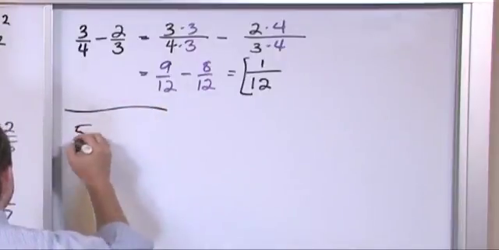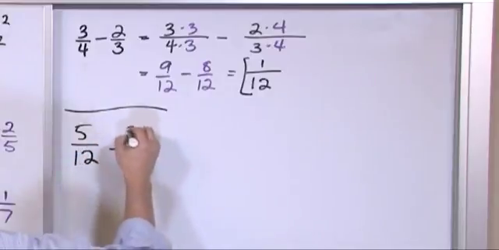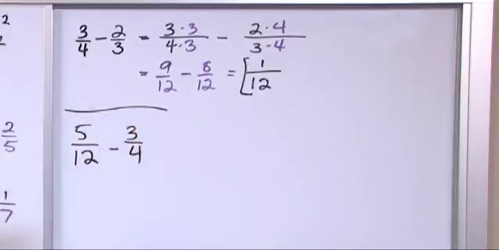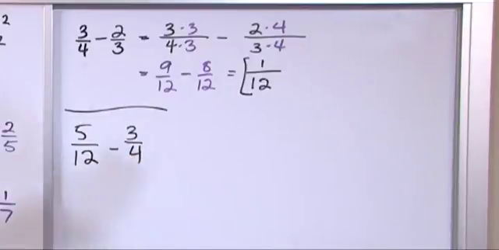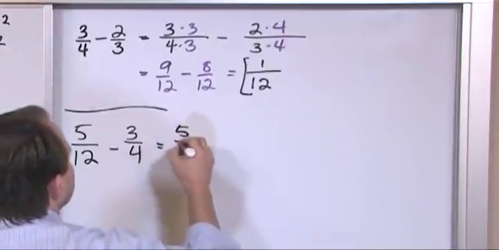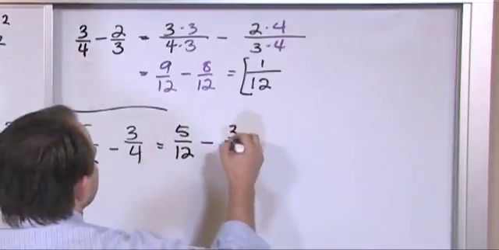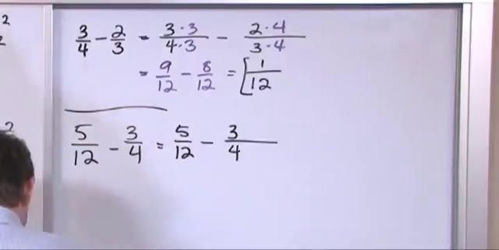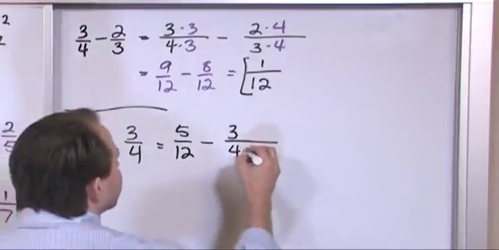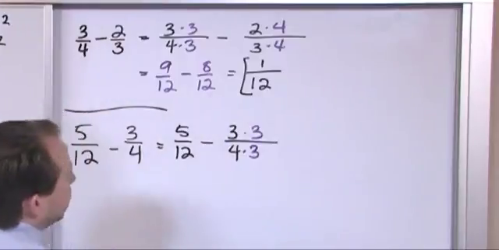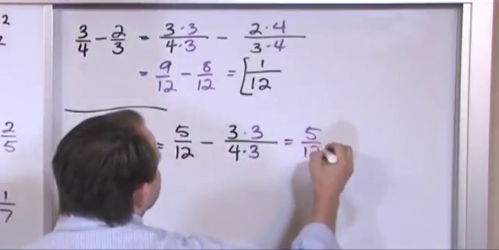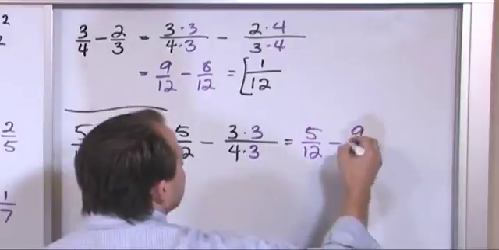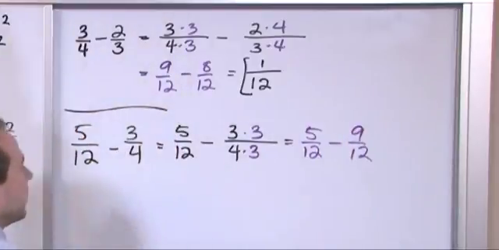What if I have 5/12 minus 3/4? So I don't have a common denominator, but I know if I take this 4 and I multiply by 3, I will get 12. So let me do that. So I'll have 5/12 minus 3/4. Now what can I multiply by? I can multiply by 3/3 like this. And that's going to give me 5/12 minus 3 times 3 is 9/12, because the 12 is on the bottom now.